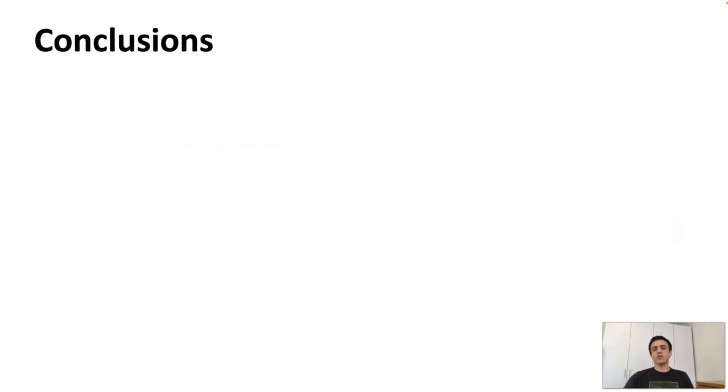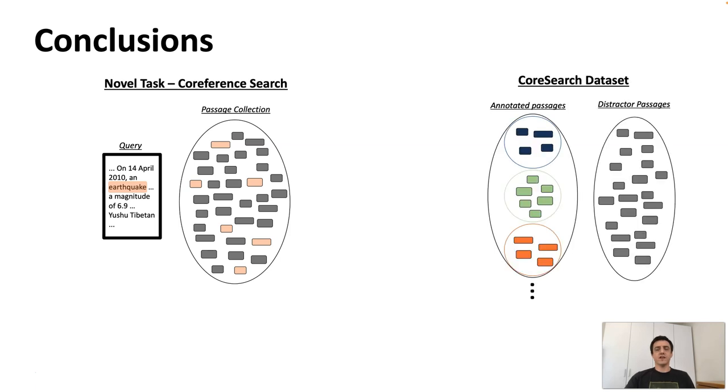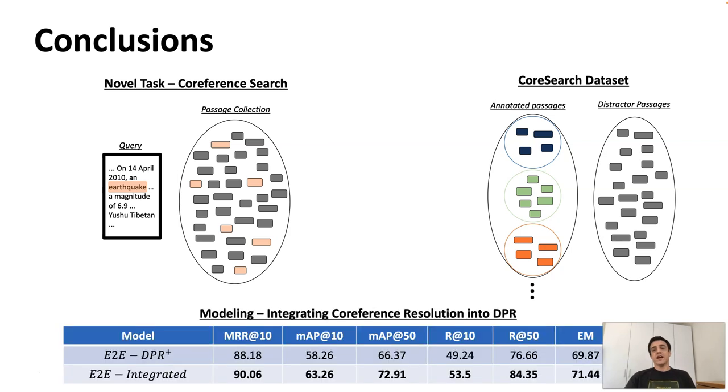And to conclude our contribution in this research, we introduced cross-document coreference search, a challenging task for accurate semantic search for events. To support research in this task, we created the Wikipedia-based CoreSearch dataset with a large collection of about 1 million passages to retrieve from for each set. And also we provide several efficient baseline models and encourage future research on this promising and applicable task.